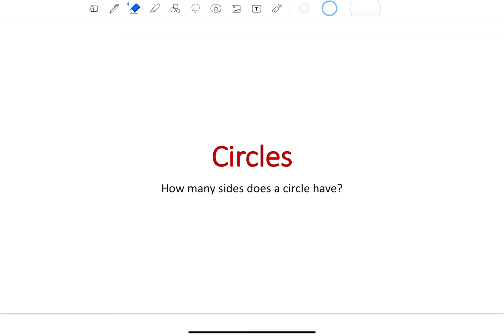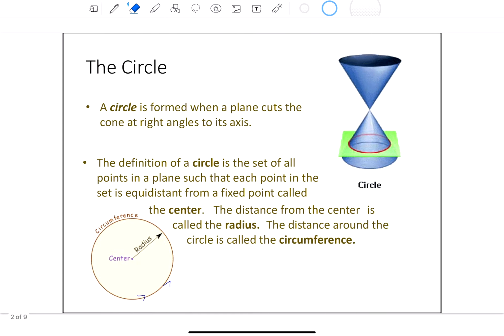Today we're going to talk about circles. If I ask you how many sides does a circle have, and you think none, I would say think again. A circle has two sides, an inside and an outside. A circle is formed when a plane cuts the cone at a right angle to its axis.